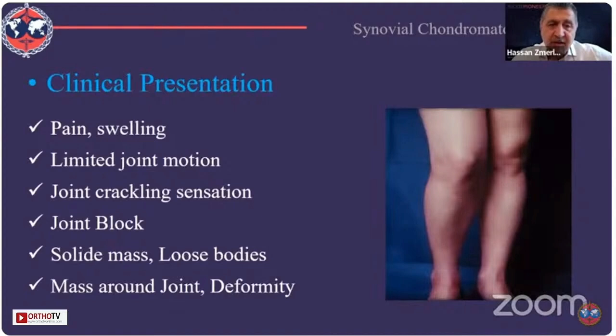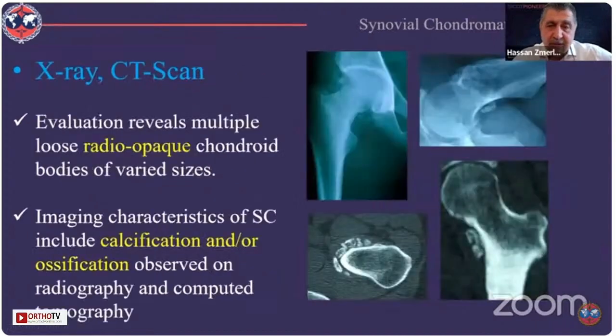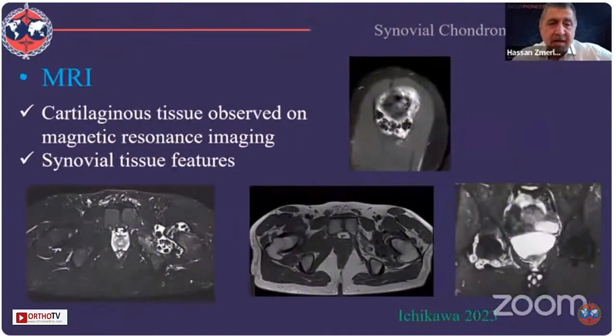The clinical presentation includes pain, swelling, limited joint motion, joint crackling, joint block, the presence of these masses that can lead to deformity of the joint, and the most important sign, the presence of loose bodies. X-ray and computed tomography can show the radiopaque loose bodies, but MRI can show all loose bodies, the cartilaginous one, the ossified one, but also the synovial tissue features. So the hypertrophy, the reaction of synovia, and all characteristics of the synovia in this disease.